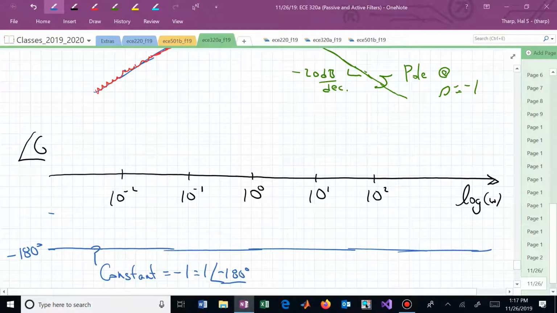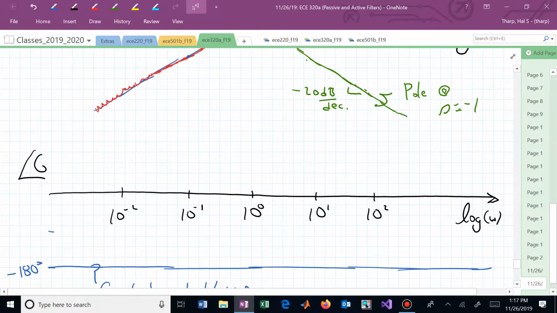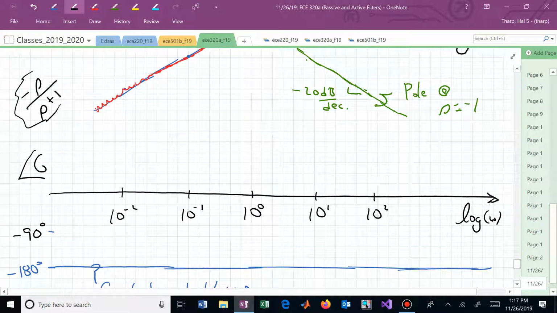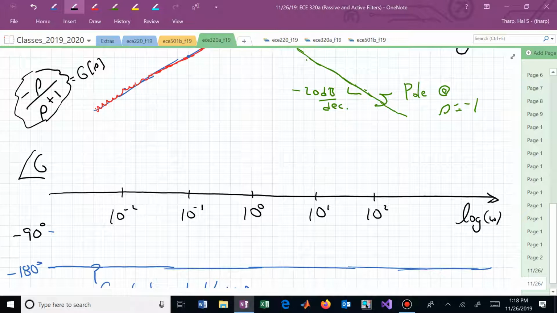What else do I have? Do I have any other angles to worry about? My transfer function was minus s over s plus 1. Do I have to worry about the s upstairs? And how can I think about that?